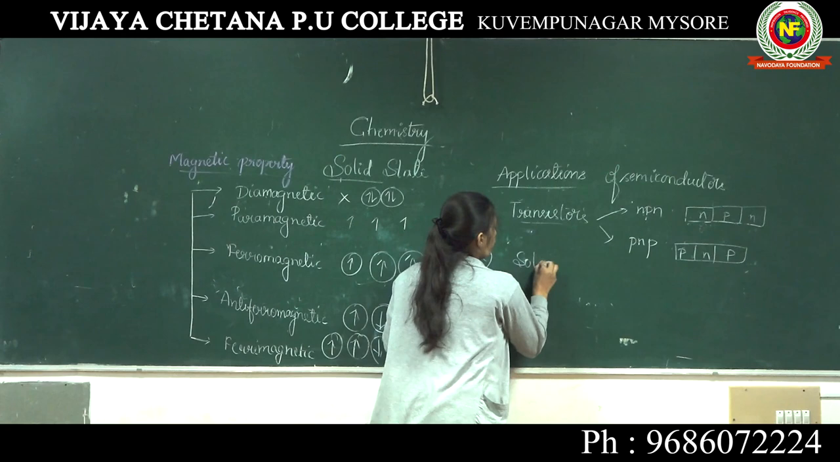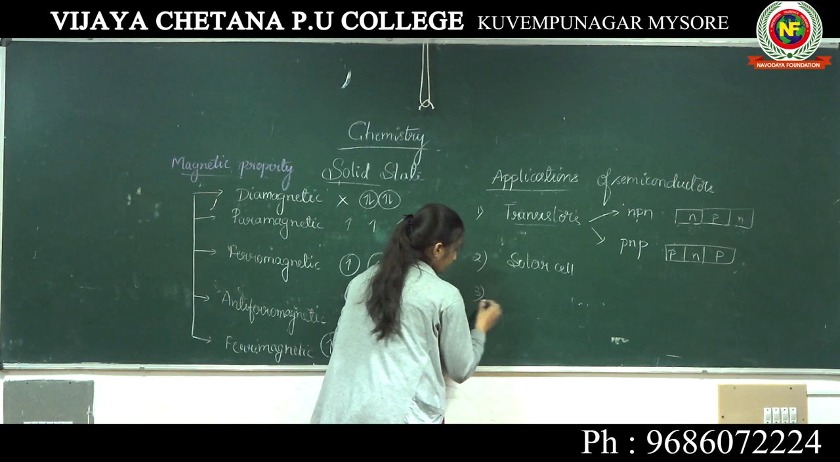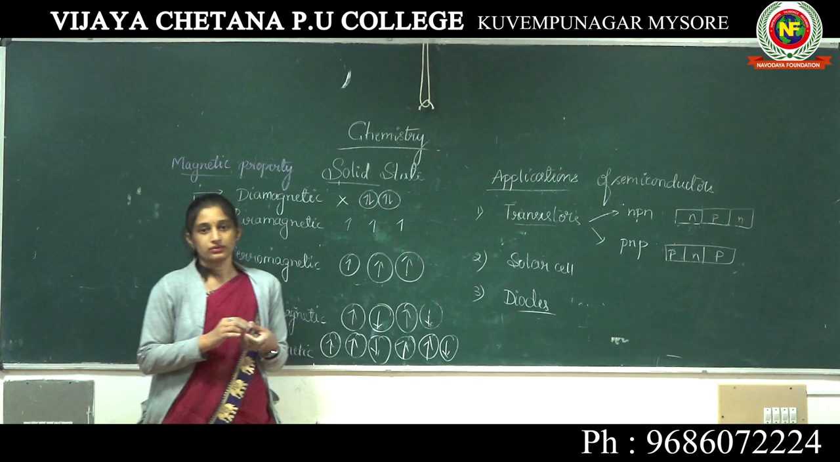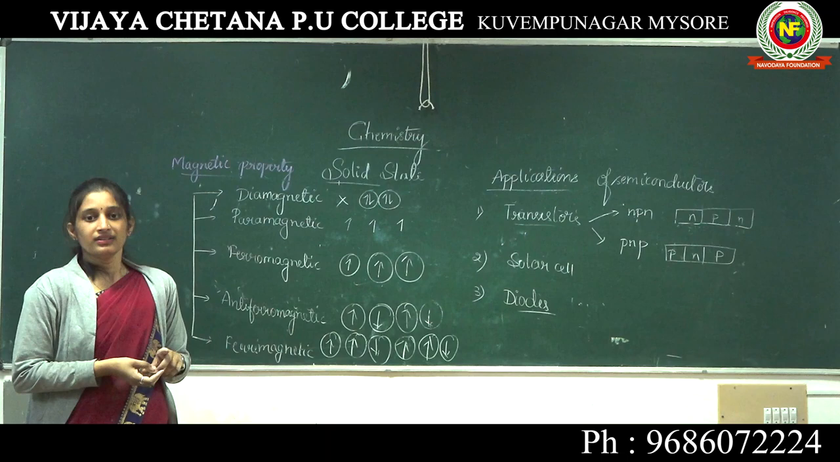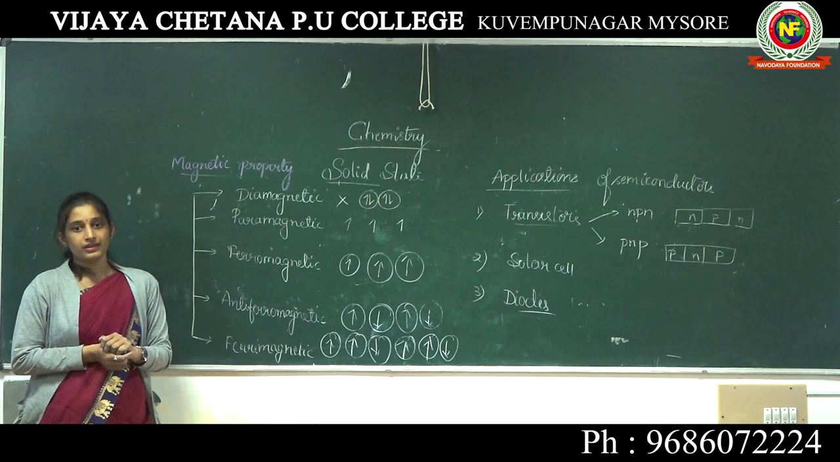This one we will mainly use in solar cells. And the last one, diodes. Diodes, you know, TVs, so many things, we will use these diodes. These three are the major applications of especially extrinsic semiconductors, NPN, N-type, P-type semiconductors. These are all very, very important. Understood?